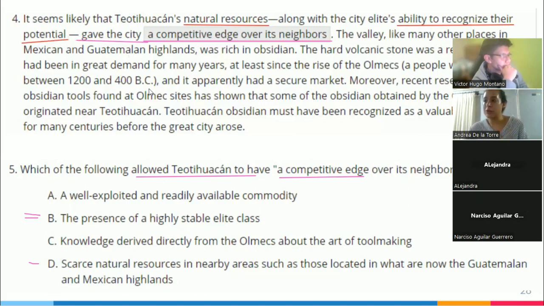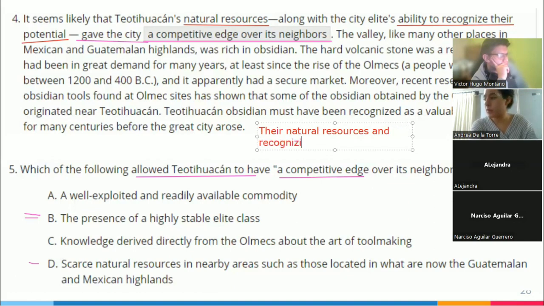So what you have to do now that you have the answer is phrase it in a simple way for you to understand. What gave the city a competitive edge? What allowed the city to have a competitive edge? Their natural resources and the ability to recognize their potential, let's say. This is what gave the city a competitive edge over its neighbors. Do you guys agree with me on that? Is this the answer? Yes, right? What gave the city a competitive edge? Their natural resources and recognizing their potential.